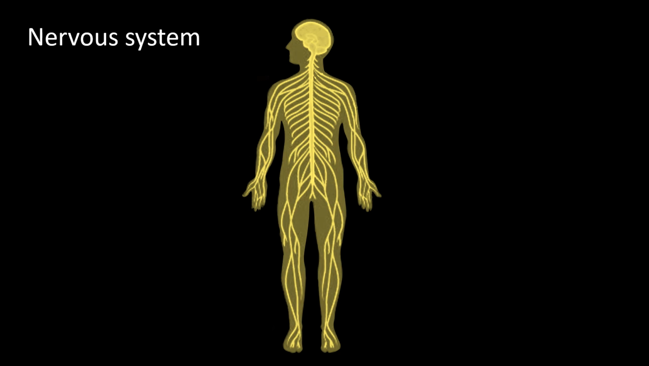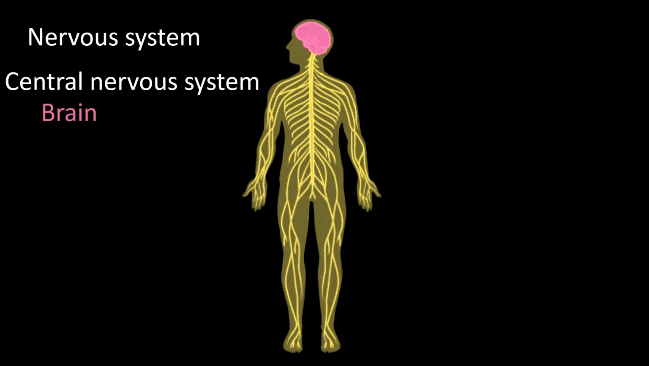The nervous system is divided in the central nervous system, which includes the brain and the spine.